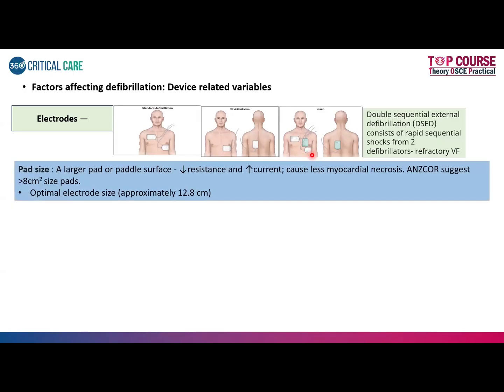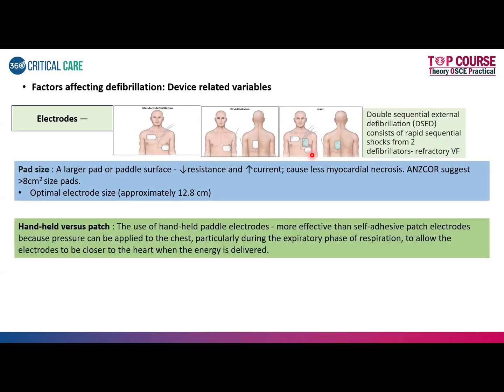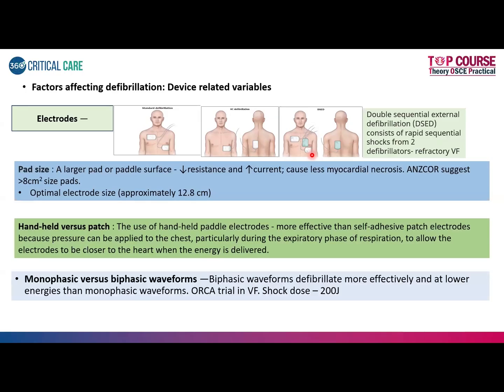Pad size can affect the defibrillation. It decreases the resistance, increases the current flow, and causes less myocardial necrosis. ANSCO guidelines suggest more than 8 centimeter square size pads. Okay, optimal electrode size is also needed. Approximately, it is said to be around 12.8 centimeter. Handheld paddle electrodes are more effective than the self-adhesive patch electrodes, because the pressure applied will be uniform and it allows the electrode to be closer to the heart.